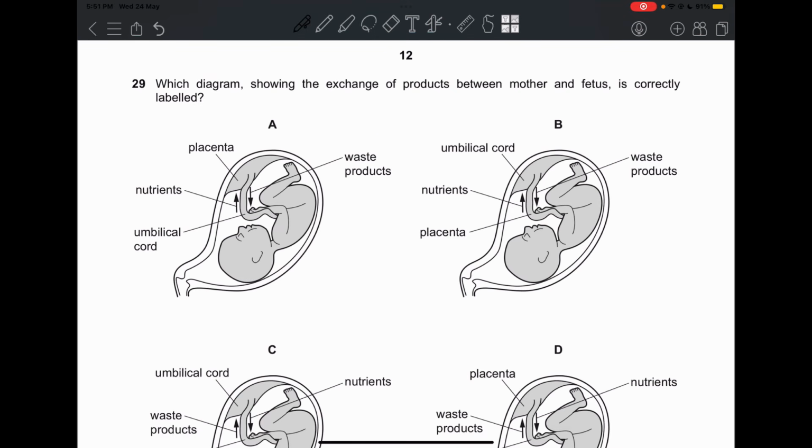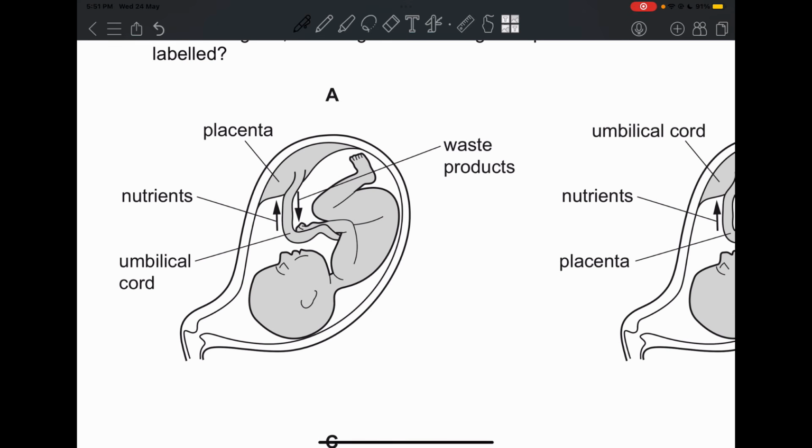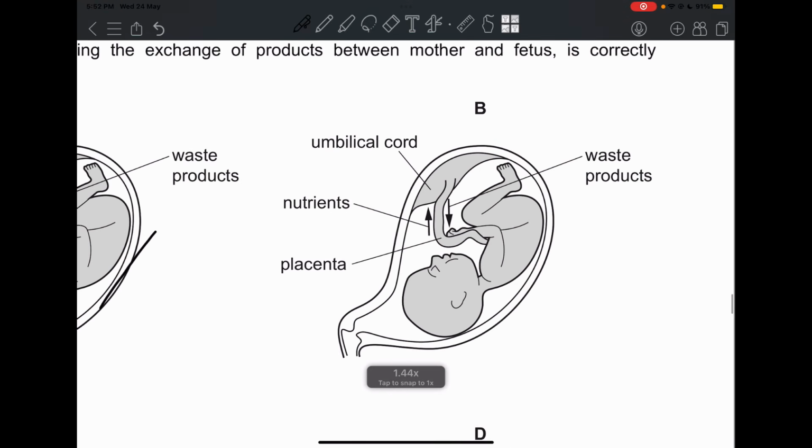29. Which diagram showing the exchange of products between mother and fetus is correctly labeled? So let's see A. A is correctly labeled over here. This part is actually the placenta, and this part is actually incorrectly labeled because the nutrients are supposed to go to the growing fetus, not out from the growing fetus. So this is an incorrect label. Let's check the other one. This is incorrect because this is not the umbilical cord. This is the umbilical cord over here. So this is also incorrect. It's supposed to be the placenta.